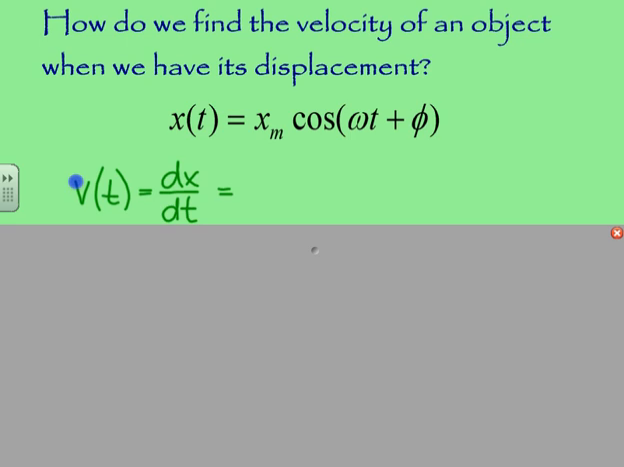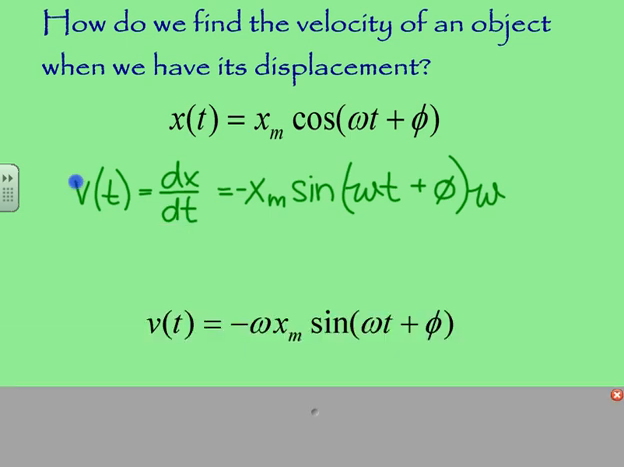So we're going to do that right now. We're going to take the derivative of this function. x sub m is a constant, so that constant times the derivative of the cosine. The derivative of cosine we know is negative sine. Because there is a t in our argument, we must use the chain rule. So since we've already taken the derivative of that cosine, we then take the derivative of what's in parentheses, and we get that the derivative is omega.